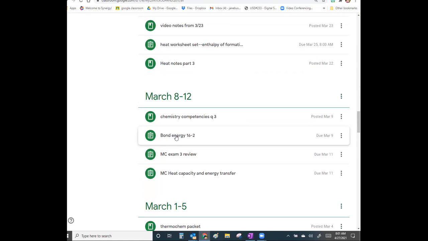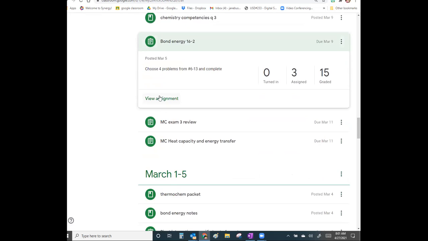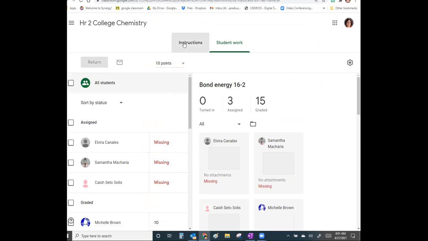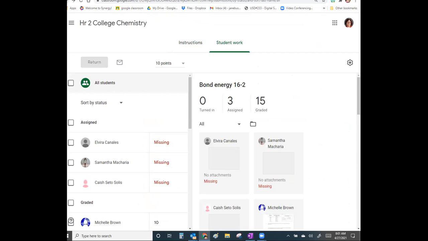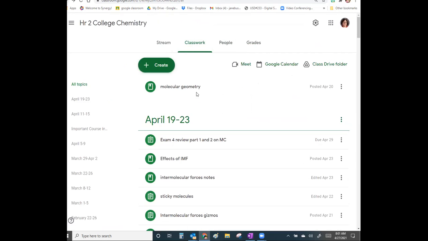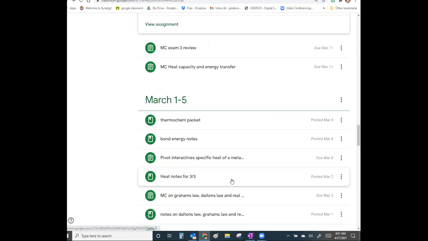Where it says bond energy 6.2. I guess I didn't assign it. Did I assign something? Okay, never mind. That's the assignment. Let's go back. Here, bond energy notes, back in March 1 through 5. Okay, so you have access to that.